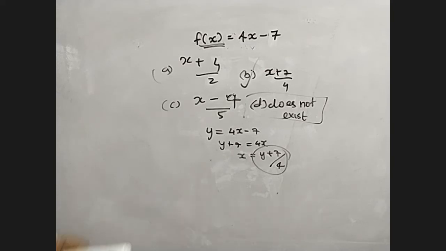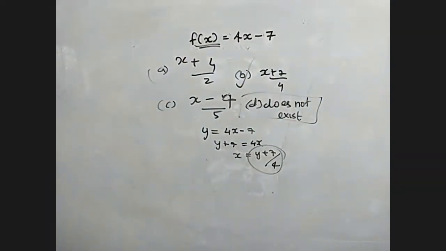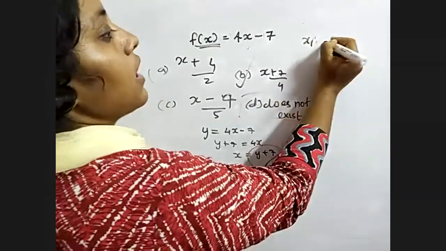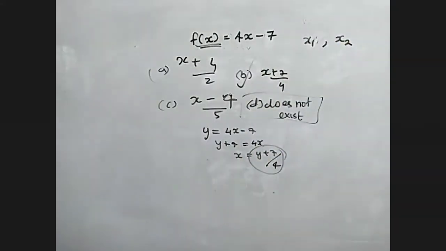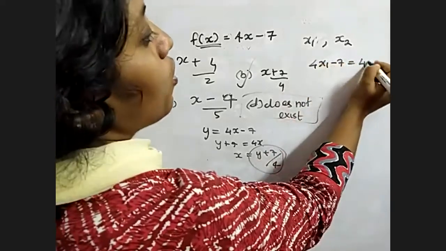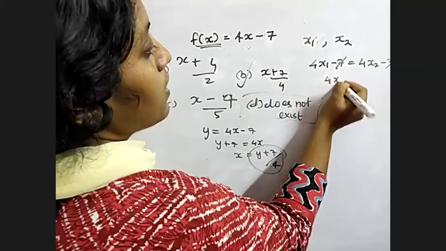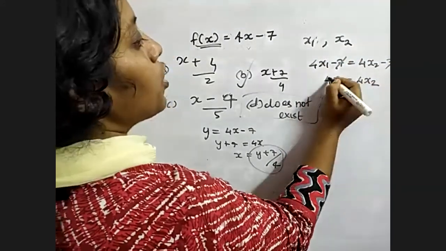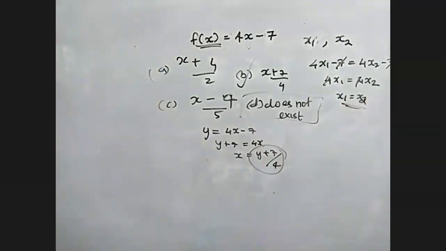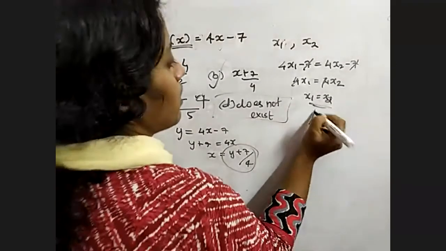How can we check that? To check one-one, you take two variables, x1 and x2, and substitute here. So 4x1 minus 7 is equal to 4x2 minus 7. Then minus 7 and minus 7 will cancel. 4x1 is equal to 4x2. You will get x1 is equal to x2. Only if you get x1 equal to x2 is it a one-one function.